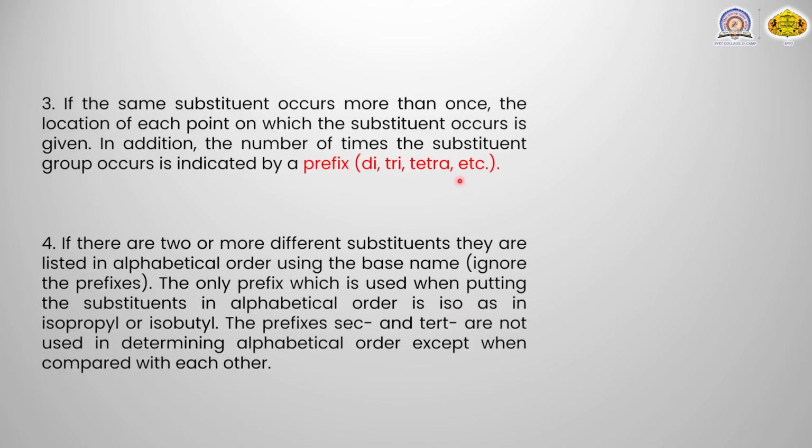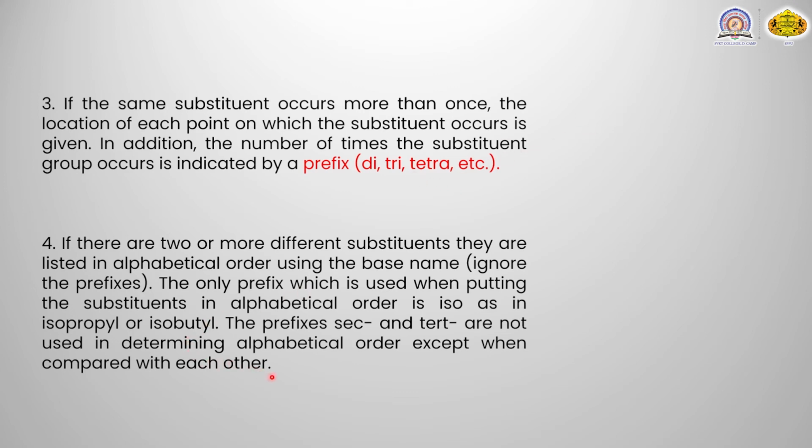If the same substituent occurs more than once, for example methyl groups occur 2 times, or ethyl groups 2 times, or propyl groups 3 times, then the location of each point on which the substituent occurs is given. In addition, the number of times the substituent group occurs is indicated by a prefix: di for 2 times, tri for 3 times, tetra for 4 times, and onwards.